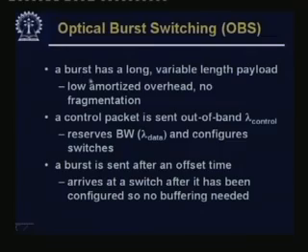So, that is the essential approach to optical burst switching. A burst has a long and variable length payload. If it is long, there is low amortized overhead and no fragmentation. A control packet is sent out of band, that means using some other lambda, the control lambda, and reserves bandwidth on the data lambda. It reserves a particular bandwidth along a particular path and configures the switches. So, it is like setting up a temporary light path from the source to the destination.